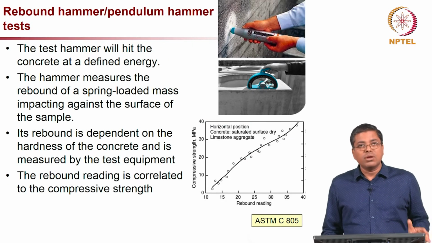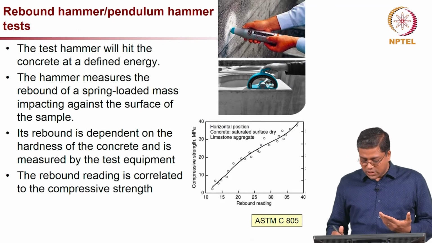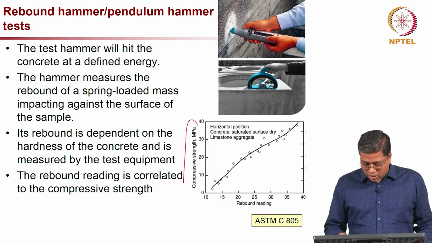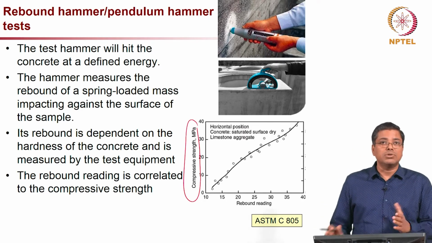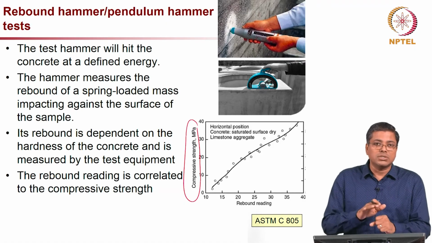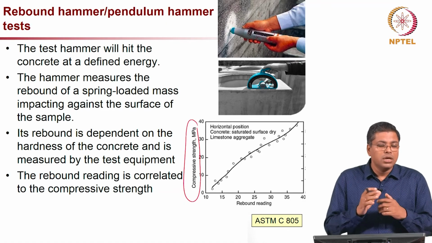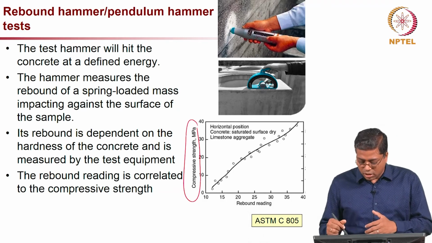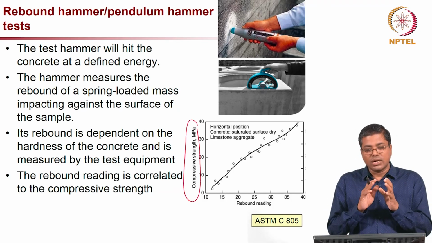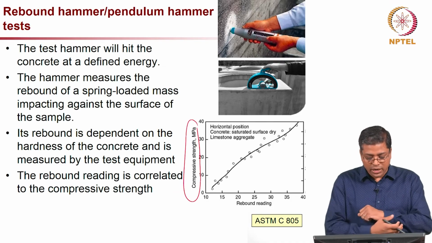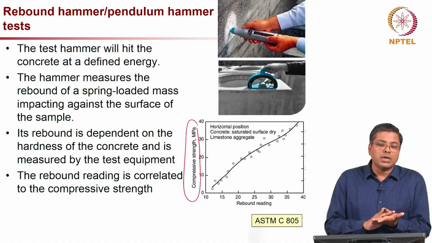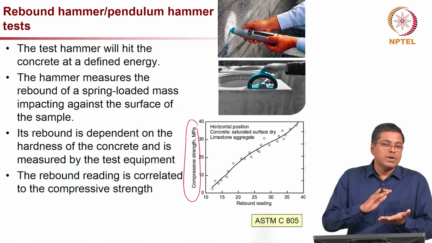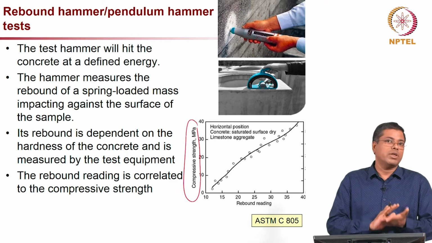Now, rebound hammer, widely used equipment which can be used for testing or getting an assessment of the compressive strength. But I must tell that this is very sensitive to the surface, because it essentially depends on the quality of the near surface. Based on the quality of the near surface, you get a particular reading, and then you correlate that reading to the compressive strength. So, if you have a dust particle on the surface, it will give you very low strength even for a very good quality concrete.